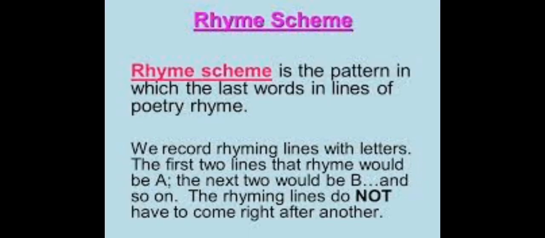And here, let's clarify the meaning of the rhyme scheme. The rhyme scheme is a pattern in which the last words in lines of poetry rhyme. And we record rhyming lines with letters, as the first two lines that rhyme together will take the letter A, and the second lines that rhyme will take the letter B.